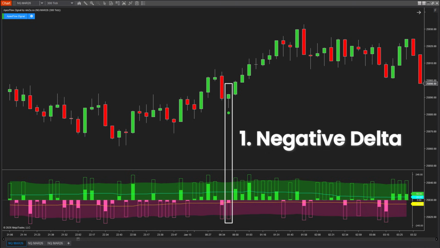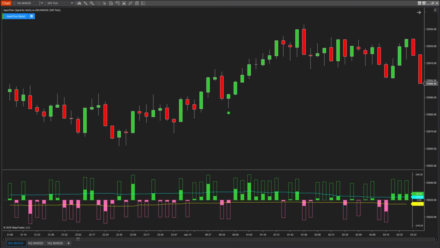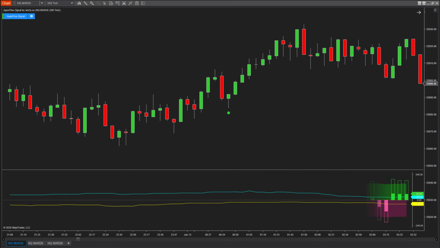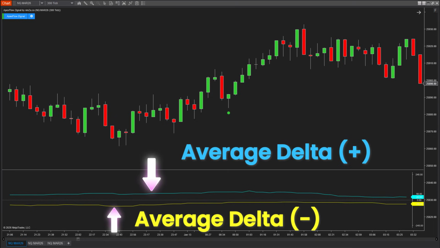Next, to help you better understand the second condition, where the negative delta must exceed the average level, let me take a moment to explain how to read the delta chart. First, you'll notice green and pink background areas on the delta chart. The green background represents the average buy volume threshold, and the pink background represents the average sell volume threshold. By using these background zones, you can easily see whether the current buy or sell volume has exceeded its average threshold.